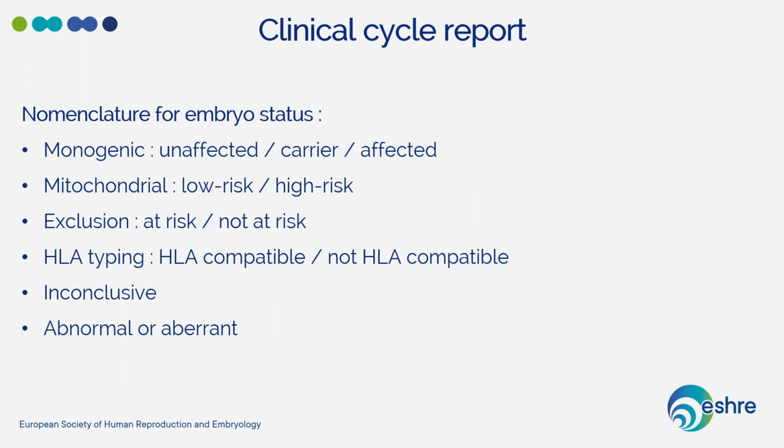Finally, specific recommendations are made for embryo status nomenclature in the clinical cycle report. Unaffected, carrier or affected for monogenic disorders; low risk or high risk for mitochondrial PGT; at risk or not at risk for exclusion testing; HLA compatible or not HLA compatible; or inconclusive, abnormal or aberrant for other results.